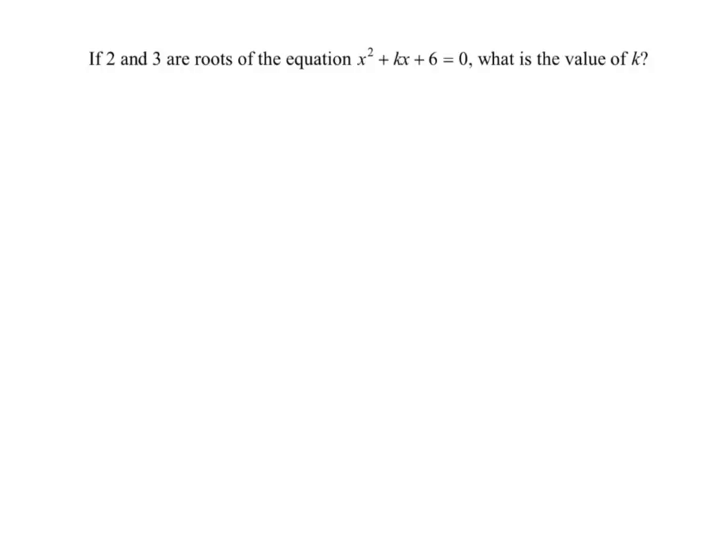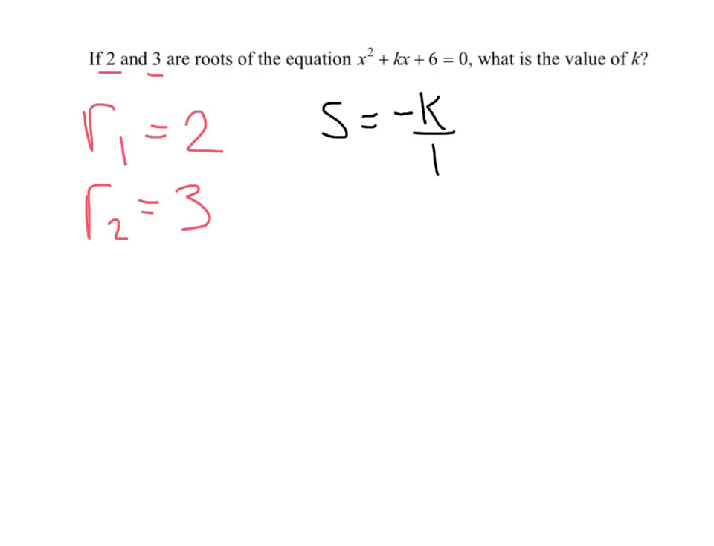All right, one last one I promise you on sum and product. Very similar to the last one. This time they told us 2 and 3 are the roots. So I'm just going to make a note. Root 1 is 2, root 2 is 3. Doesn't really matter the order at all. What is the value of k? So again, it just comes back to a sum and product question. So I'm going to say the sum equals negative k over 1, and the product is equal to 6 over 1. And again, you know one of these. You can't figure this one out because there's 2 variables, but clearly the product is 6.